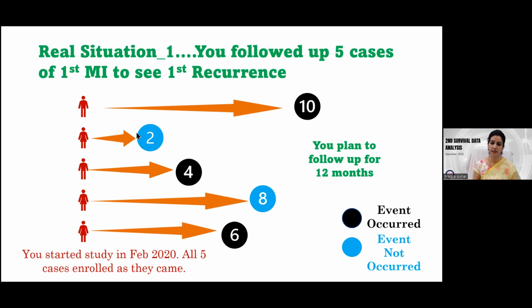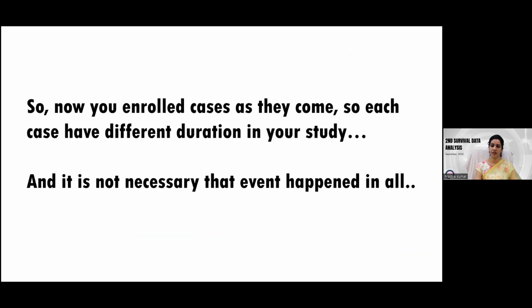Similarly, in the real situation, the studies look like this: for one individual, the event happened at the 10th month, for the second at the second month, for the third at the fourth month, and for this blue one, the event has not happened. These blue ones, the second and the eighth, are the censored individuals, and these 10, 4, and 6 are the cases where the event has happened. So if you have to calculate the mean, what will you do? Will you do 10 plus 4 plus 6 divided by 3, or divided by 5, or will you take all the times?